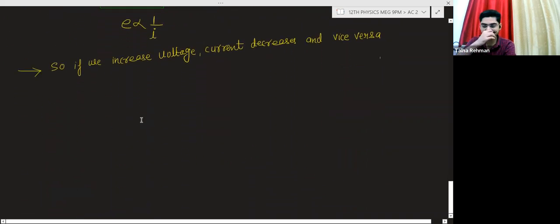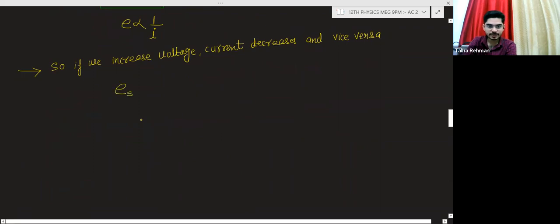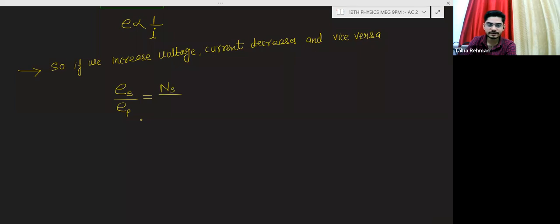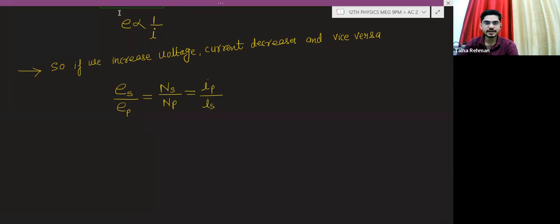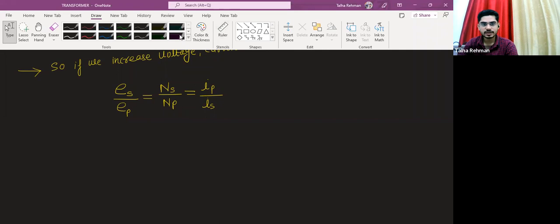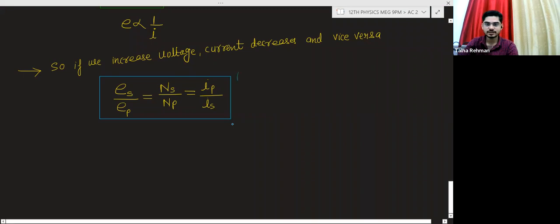So for a 100% efficient transformer, you can write EMF in the secondary coil divided by EMF in the primary coil is equal to the number of turns in the secondary coil divided by number of turns in the primary coil is equal to the current in the primary coil divided by the current in the secondary coil. So this formula is valid only when the transformer is 100% efficient.